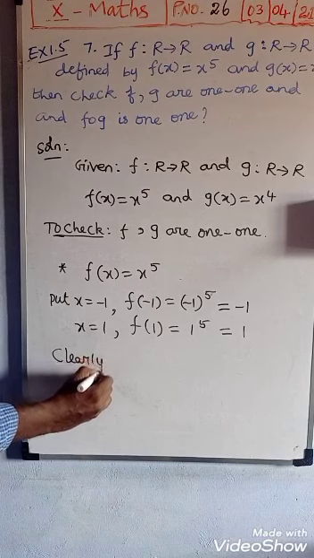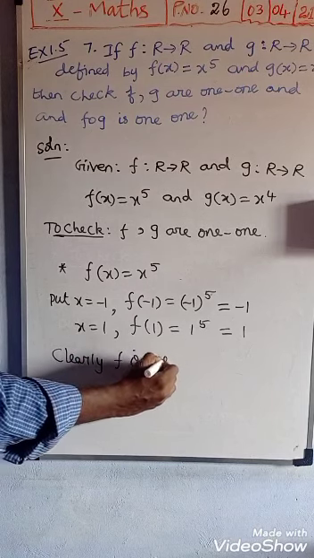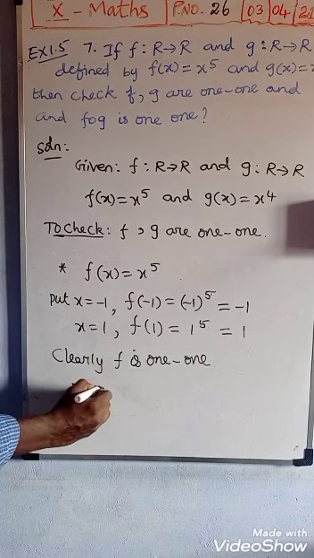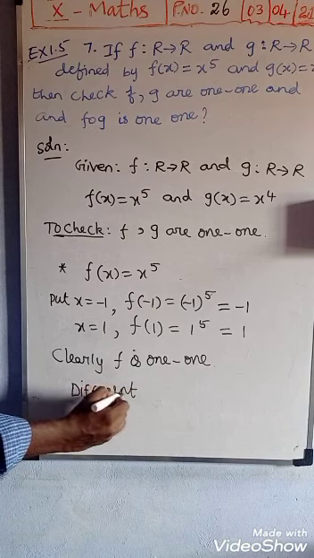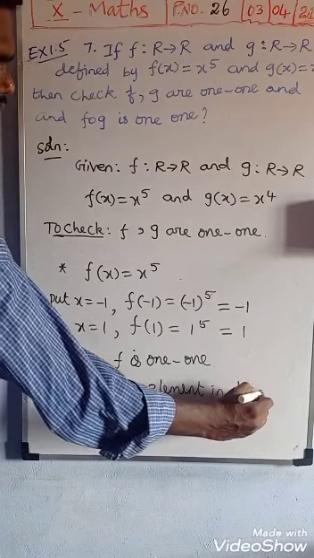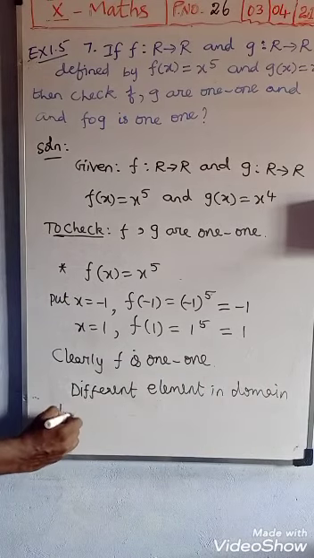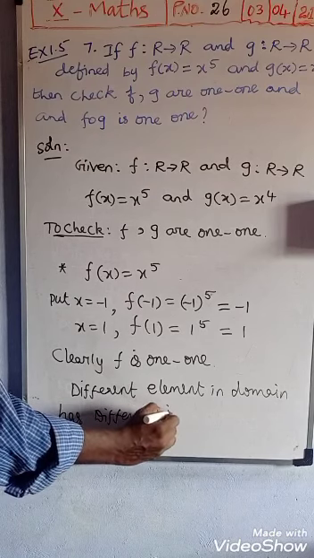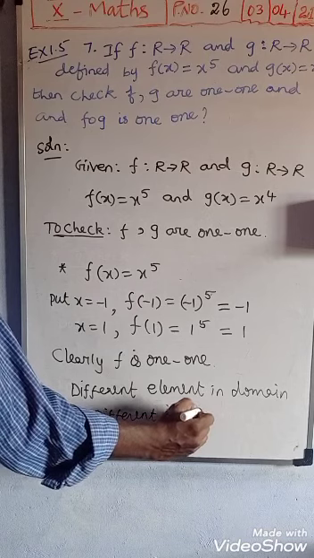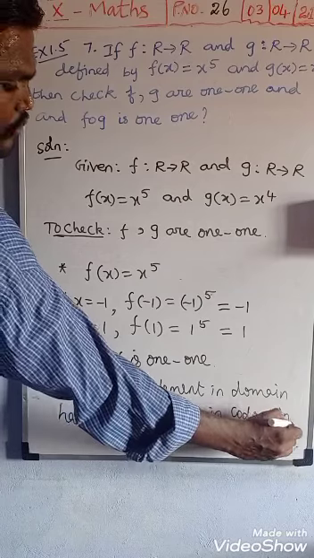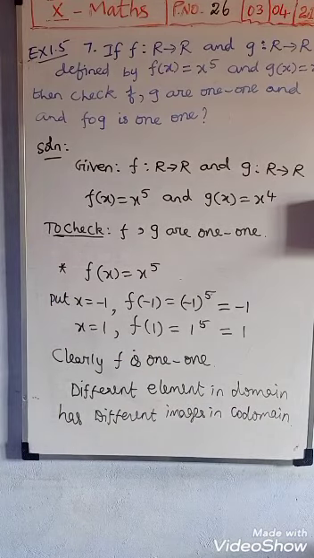Therefore clearly f is one-one. The reason is that different elements in the domain have different images in the codomain, so f is a one-one function. Okay, like that we want to check the g function.